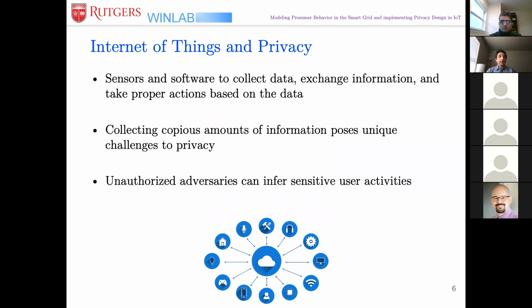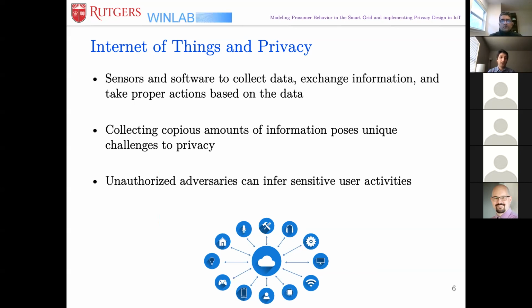The IoT devices include sensors and software to collect data, exchange information, and take proper actions based on the data. These pervasive devices have been utilized in a broad range of applications from making smart buildings to establishing a smart grid, which aim to bring convenience and other benefits to the users.